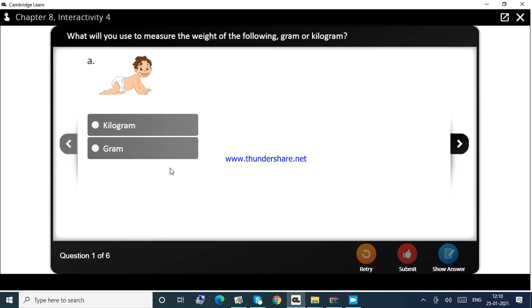By practice time 2, what will we use to measure the weight of the following: gram or kilogram? We use gram and kilogram. The light weight is called gram, and the heavy weight is called kilogram.